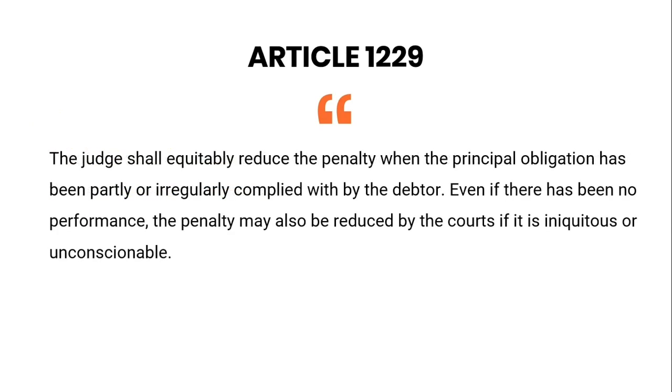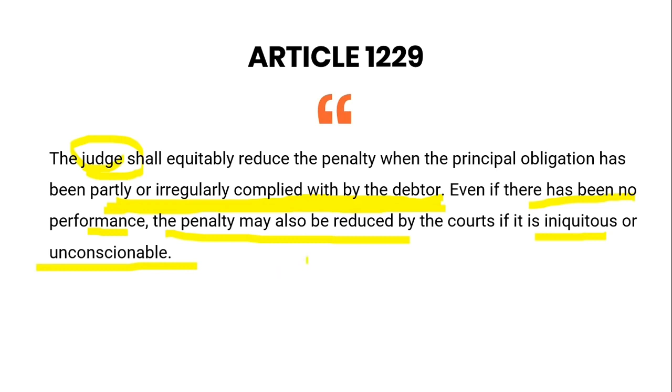Okay? So, next, Article 1229. The judge shall equitably reduce the penalty when the principal obligation has been partly or irregularly complied with by the debtor. Kung may nagawa naman siyang konti or partial dun sa principal obligation, pwedeng babaan yung penalty ng judge, the court. Even if there has been no performance, the penalty may also be reduced by the court if it is iniquitous or unconscionable. Yun yung for example, yung mga lending company na grabe kung makapataw ng penalty kung sakaling hindi mo mabayaran, di ba? Pwede mong pababaan yan sa korte kapag pumunta ka doon. Kasi akalain mo, yung babayaran mong penalty, mas mataas pa kaysa dun sa babayaran mong principal loan, di ba? So, very unconscionable naman na yun.